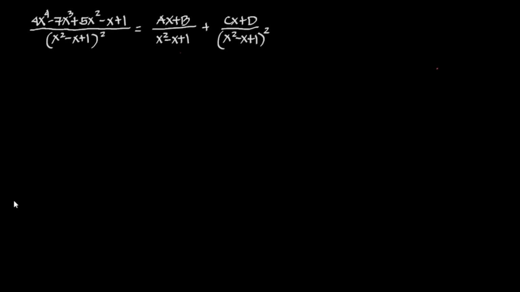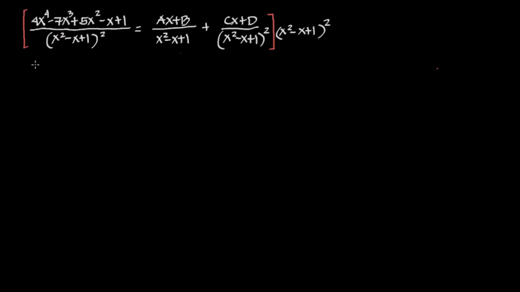So ang gagawin is let's multiply this whole equation to our repeated quadratic factor. So we have x squared minus x plus 1 squared. So let's distribute sa lahat ng terms. So we have dito na side is magka-cancel out itong x squared minus x plus 1 squared.